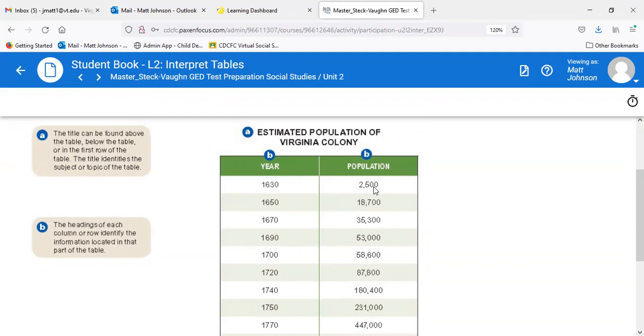And what we're dealing with here is the estimated population of the Virginia colony. So we've mentioned this a little bit in social studies, as far as when people started coming to North America from Europe. And the Virginia colony was started in 1607 with the Jamestown settlement.